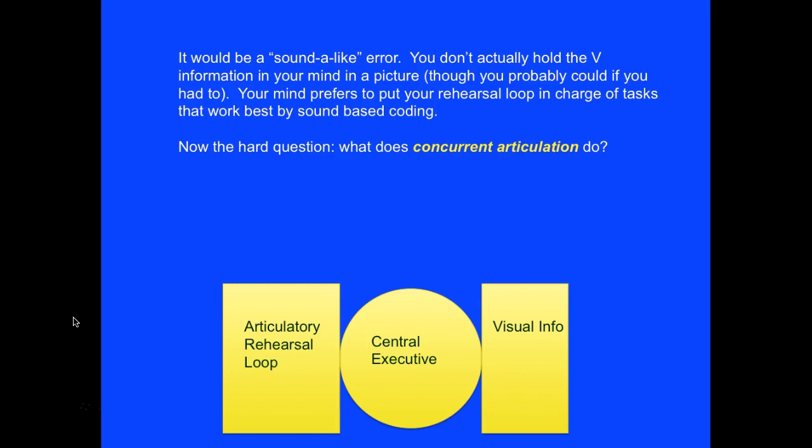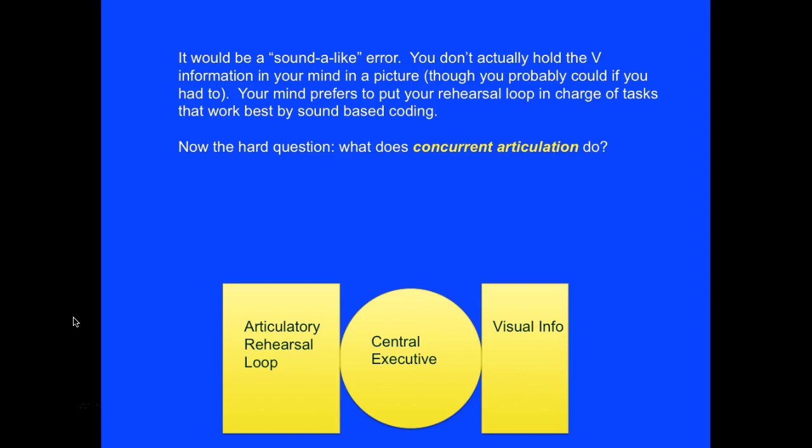And again, I can't say enough that you don't want to just listen to me and kind of nod your head. You want to really draw pictures and illustrate this yourself. Really kind of work it out on paper. Now, just to be clear, nobody does better at anything with concurrent articulation. Giving you a dual task has to impair your working memory a bit. It's not helpful to have to do something else while you're remembering something.